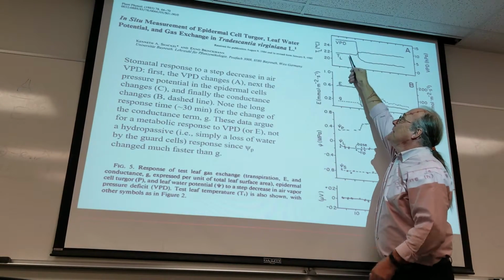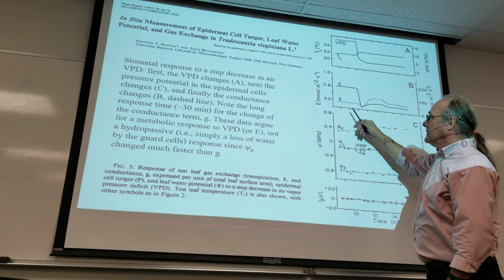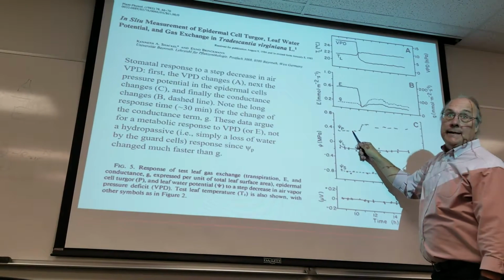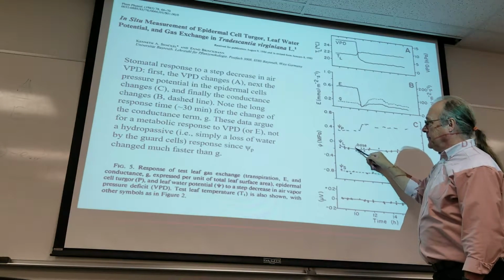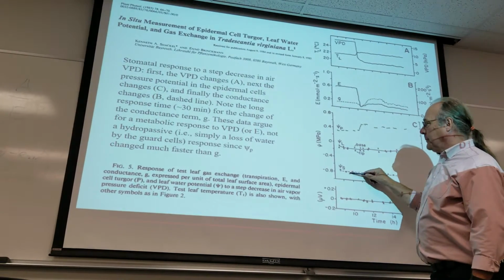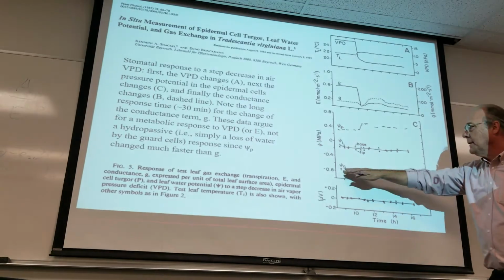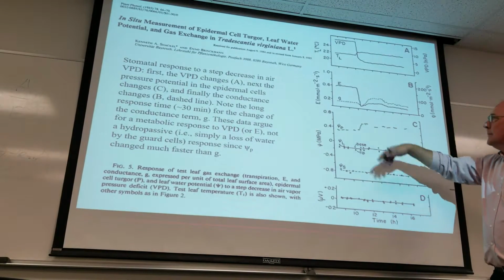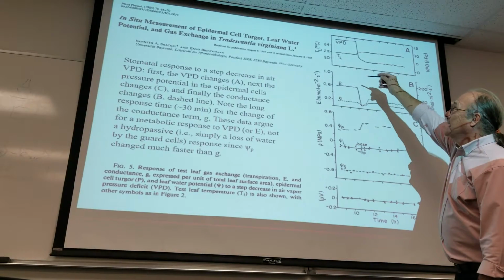And for whatever it was, here's the leaf temperature, here's the leaf transpiration rate, here's the stomatal conductance, here's the pressure potential in the epidermal cells, here's the total leaf water potential at the base and the tip of the leaf from those in situ psychrometers. Here's the osmotic potential measured with, I think, a freezing point method. And, well, I don't know what this microvolts is. But anyway, that's what's happening.